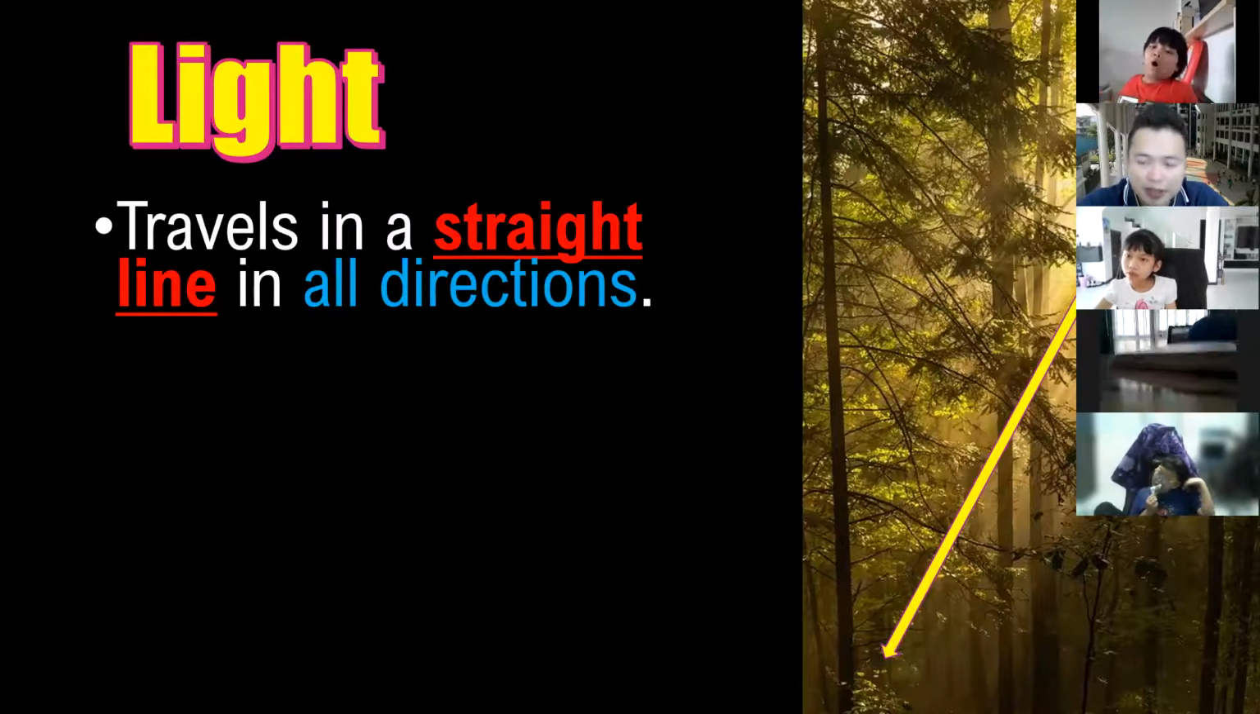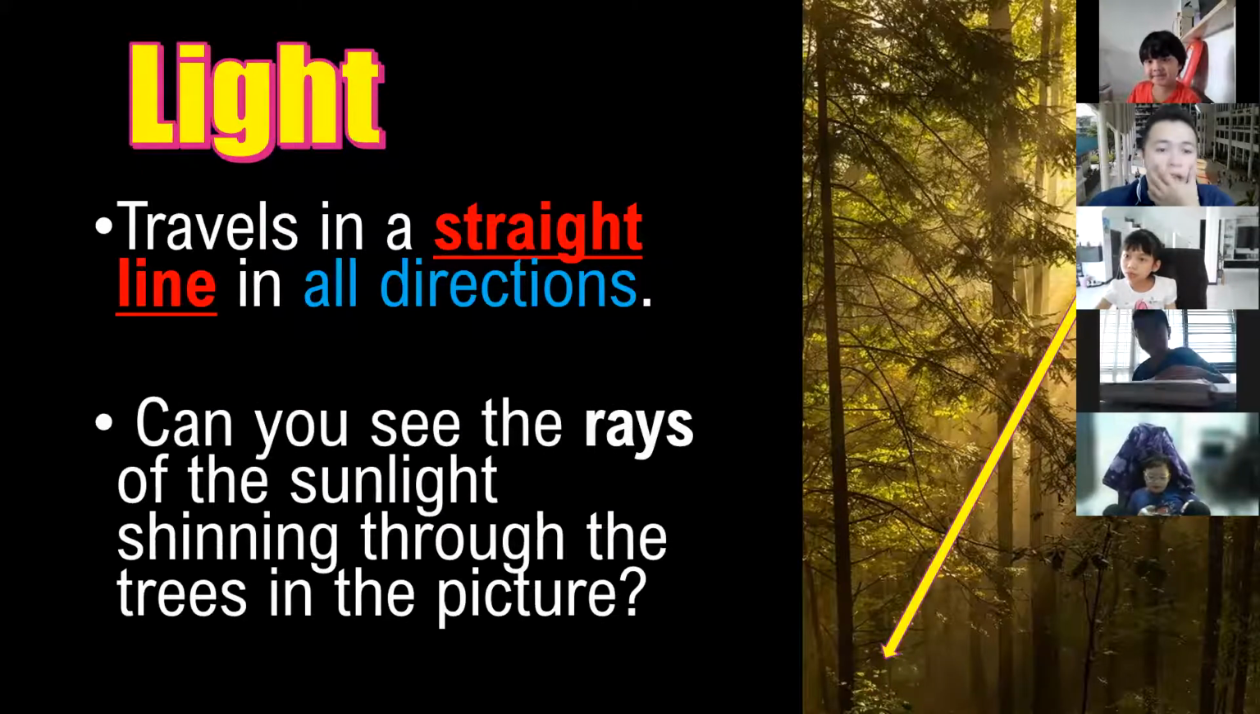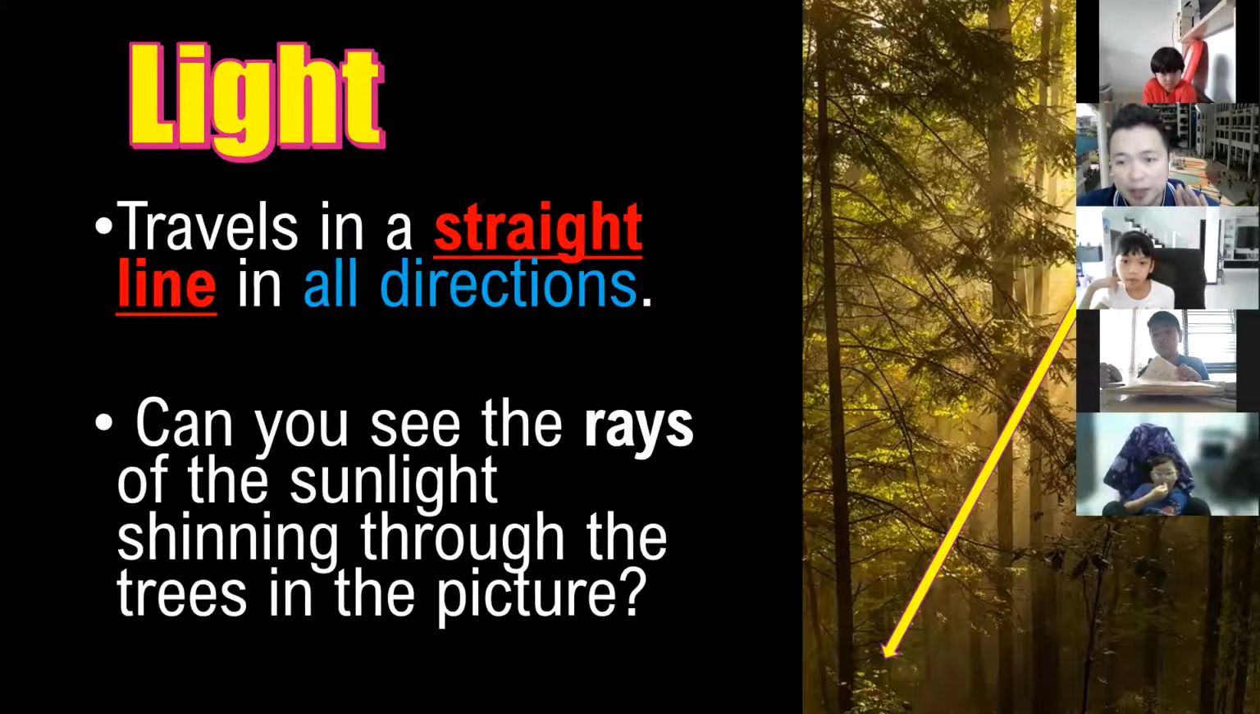So you can see the rays of the sun here. Can you see the rays of the sunlight shining through the trees in the picture? Have you observed the light rays? Of course, the light rays travel in a very straight line.